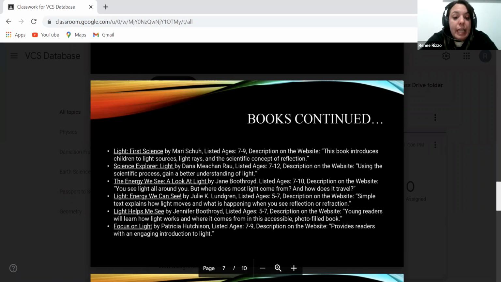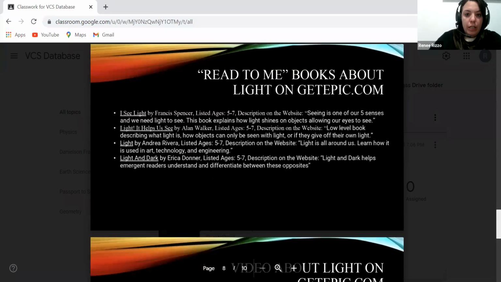Light Helps Me See by Jennifer Boothroyd, listed ages 5 through 7. Description on the website: Young readers will learn how light works and where it comes from in this accessible, photo-filled book. Focus on Light by Patricia Hutchinson, listed ages 7 through 9. Description on the website: Provides readers with an engaging introduction to light.